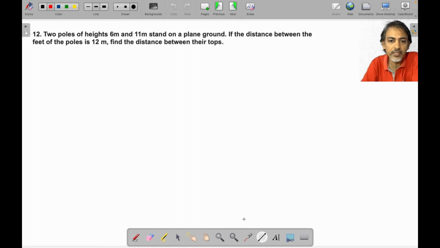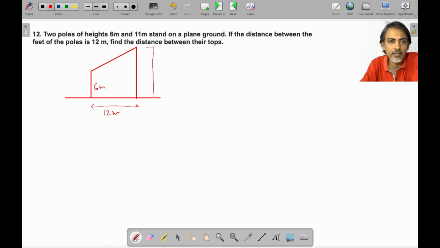So what is given is that there is a plain ground, something like this. There is a pole standing which is say 11 meter of height, and then there is another pole which is like 6 meter of height. So we need to find out the distance between the tops of these two poles. We have been given the distance between the feet of these two poles, which is given as 12 meter. This is given as 6 meter. This entire thing is given as 11 meter.